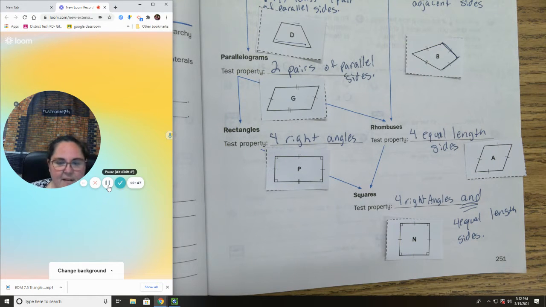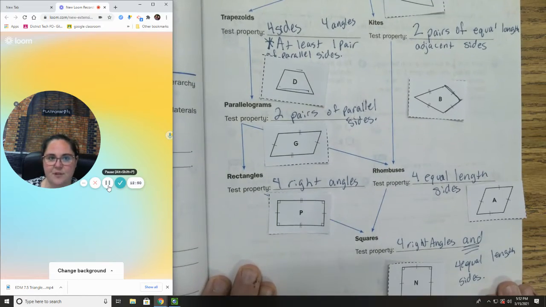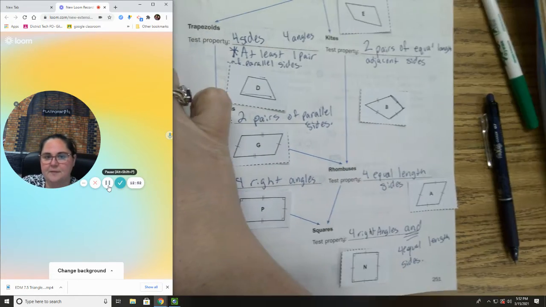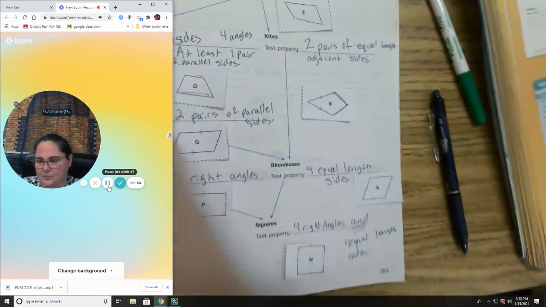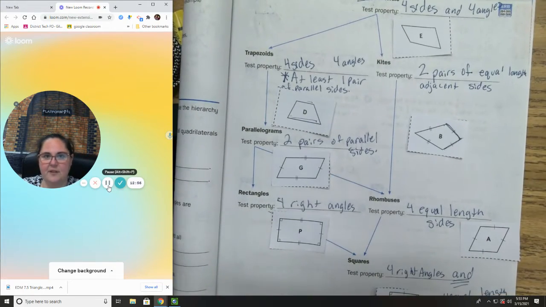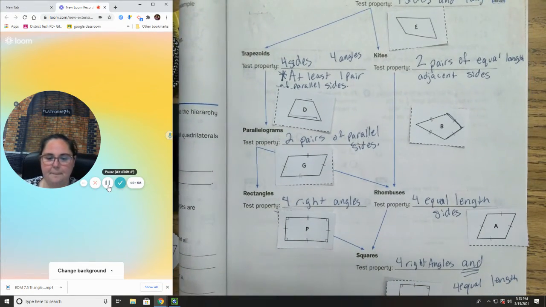Go ahead and take a minute and write this down. I'm going to zoom out and move so you can make sure that you have it written on your paper. Make sure you have everything on there. Great. Okay.